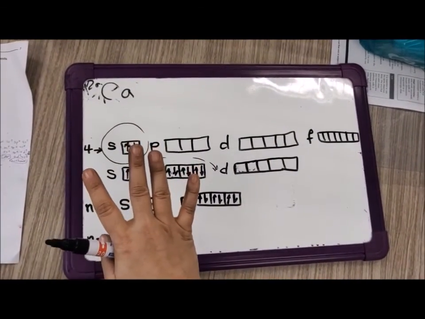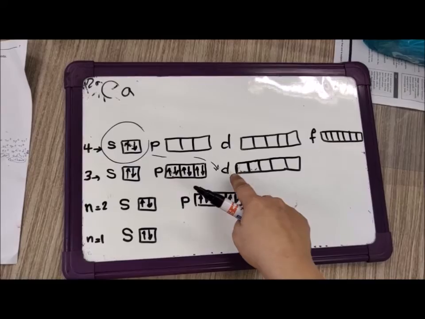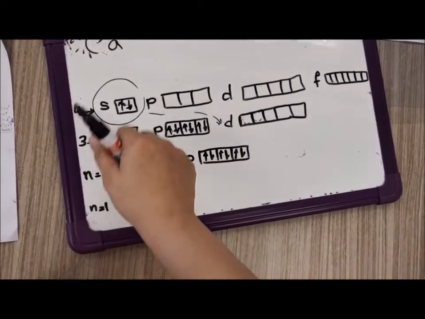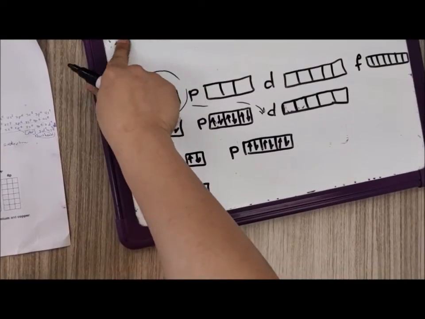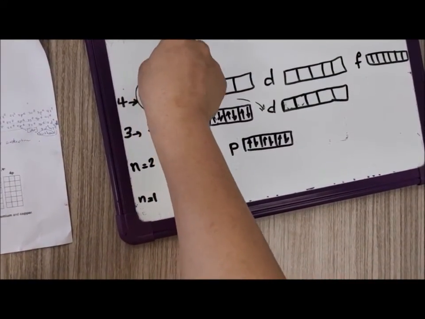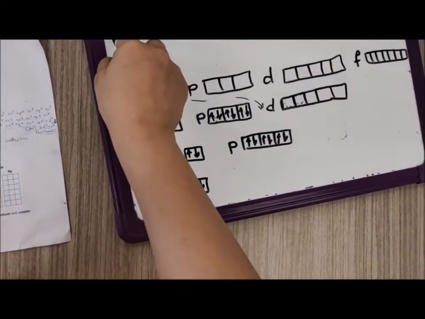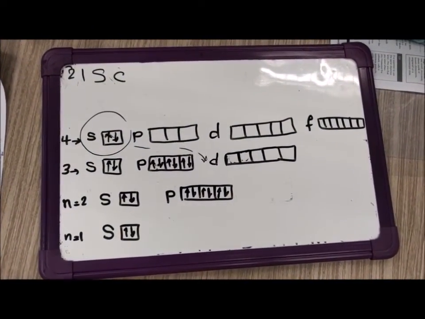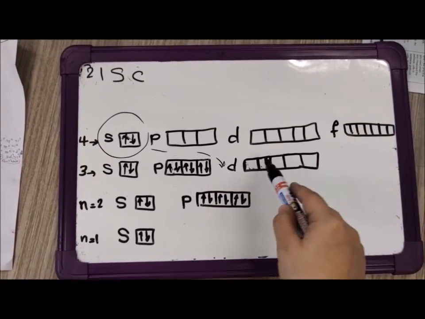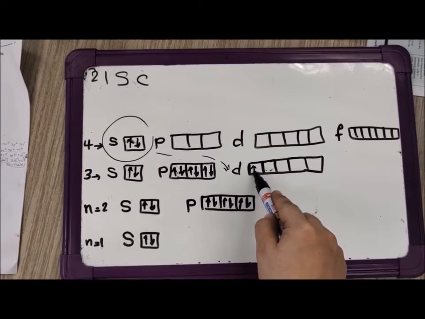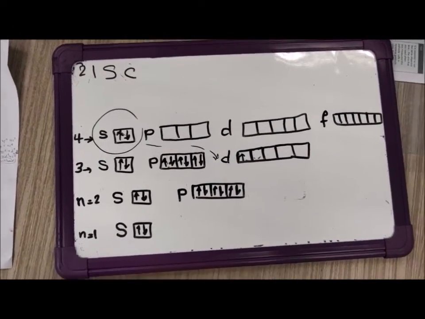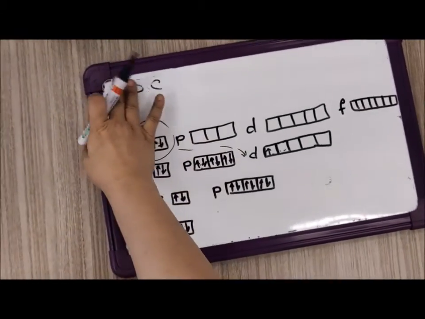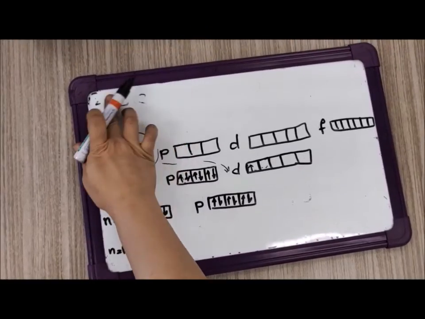Once you finish with that, you can start filling up the d orbital, starting from scandium. So Sc, 21. Okay, this is the way. For Sc 21, we put one more electron in the d orbital in the third shell. The next one is titanium, Ti, with 22 electrons.